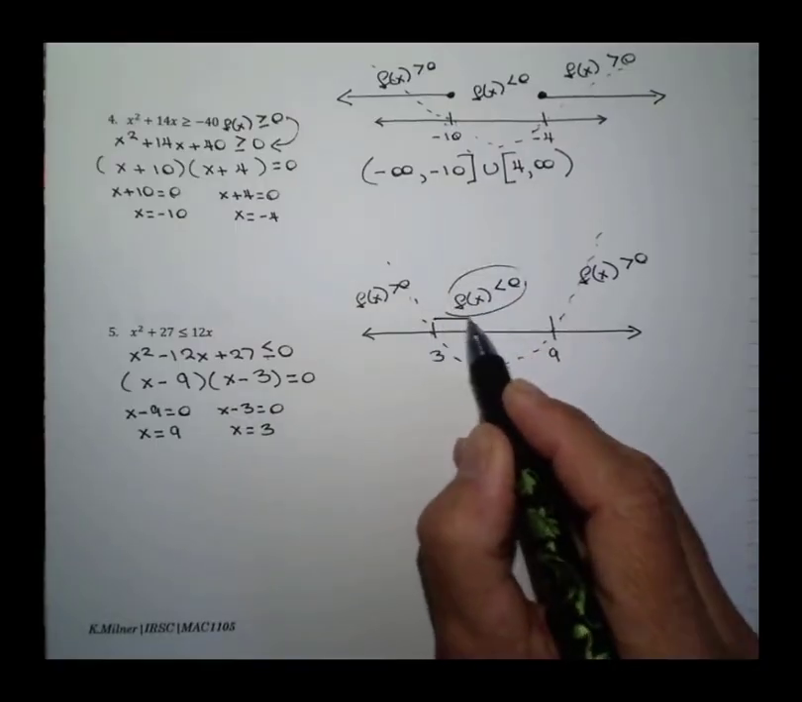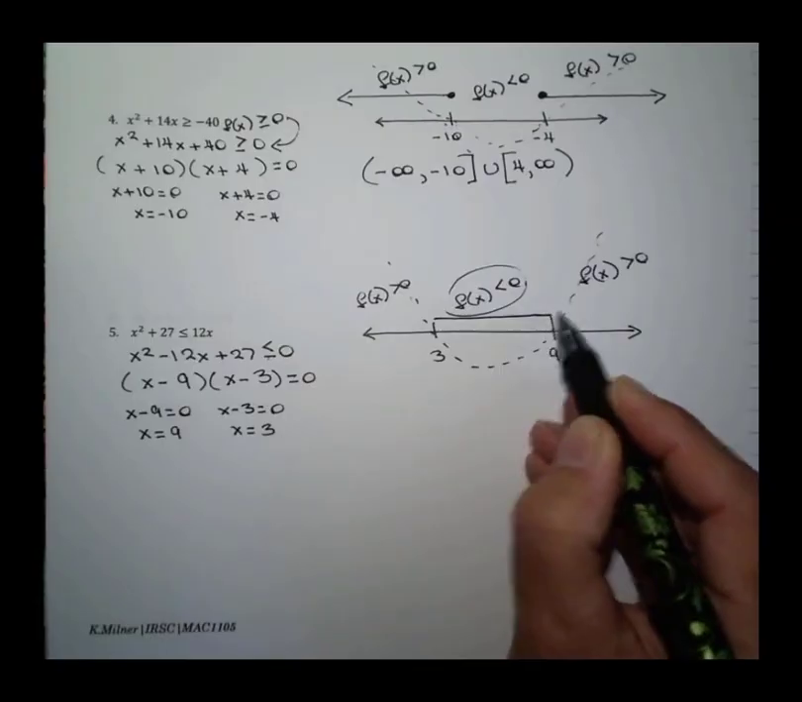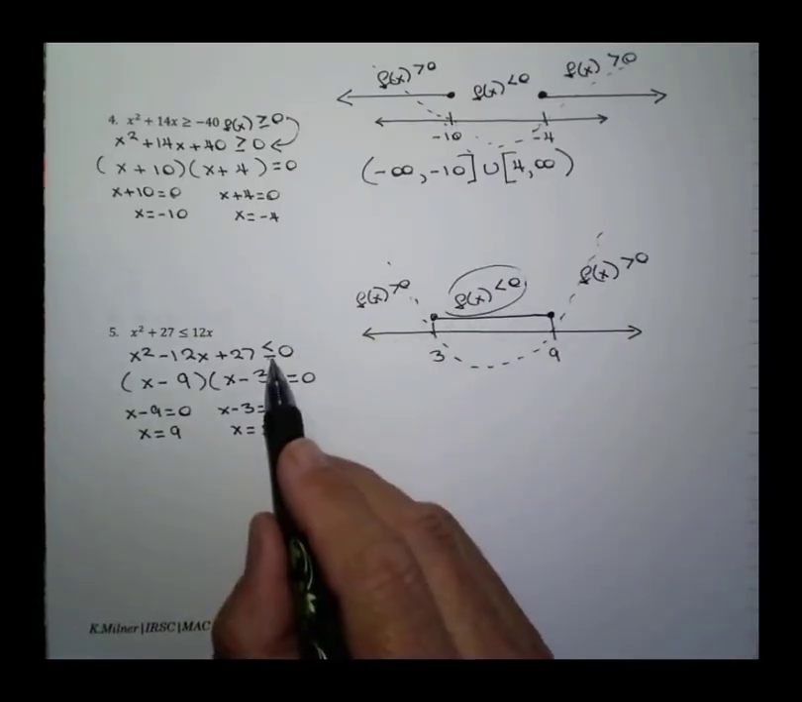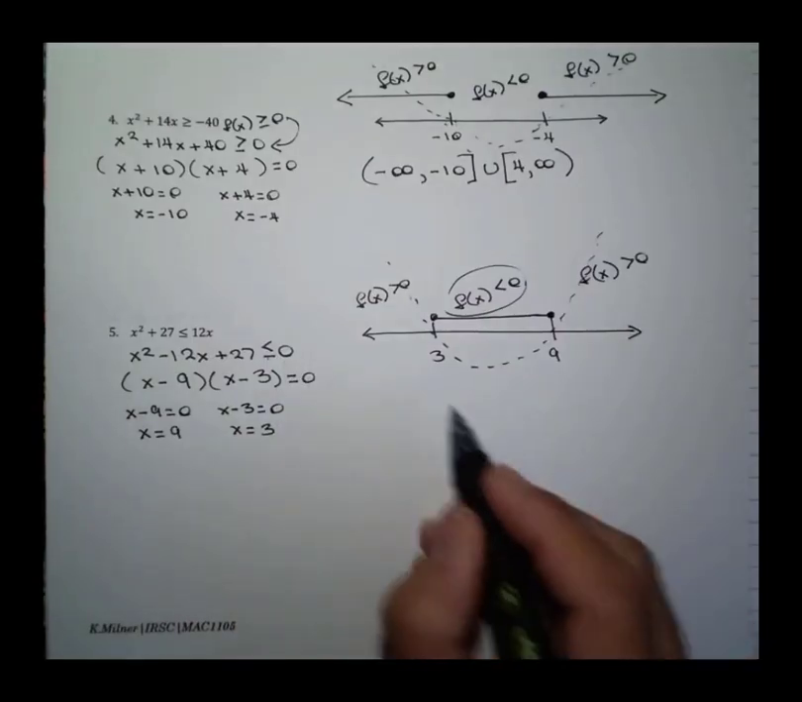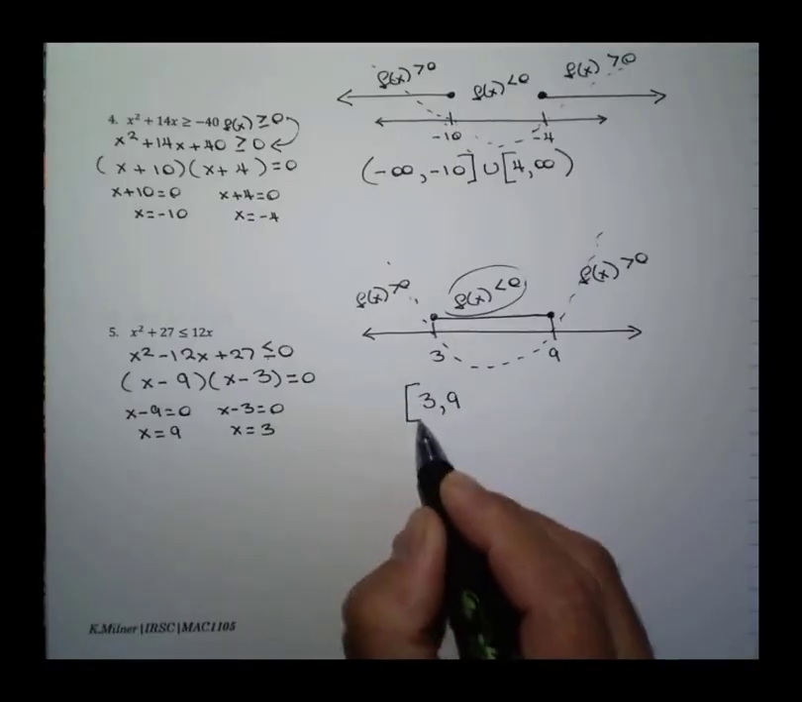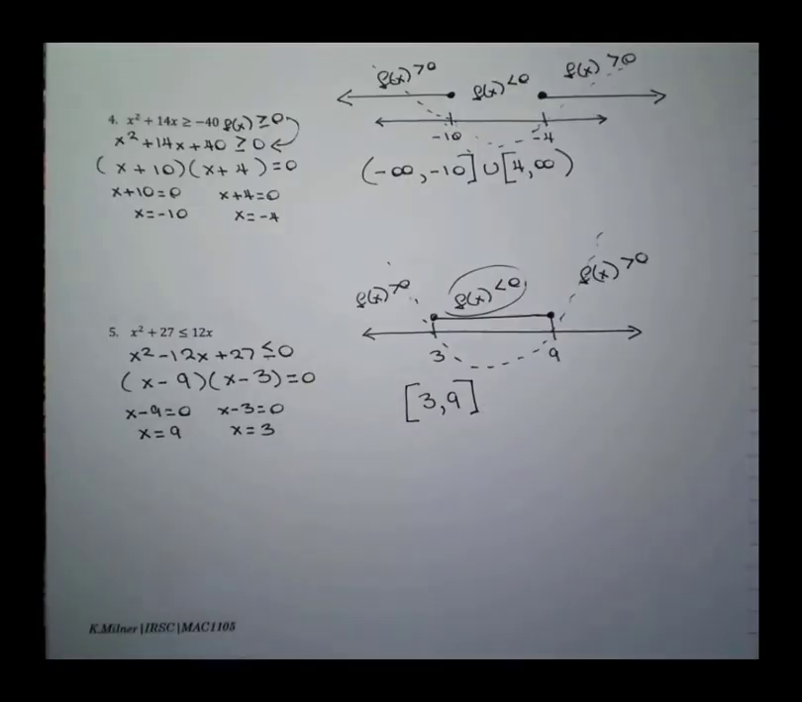So I'll go ahead and fill that in. And I'm going to include 9 and include 3, since it did say less than or equal to 0. So how would I write that in set notation? I would say, well, we go from 3 to 9, and we include both the 3 and the 9. That's where y is less than 0.